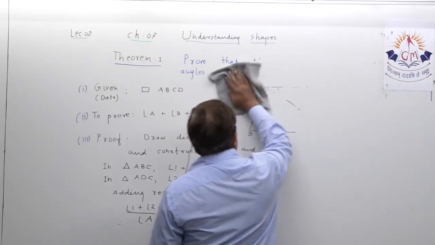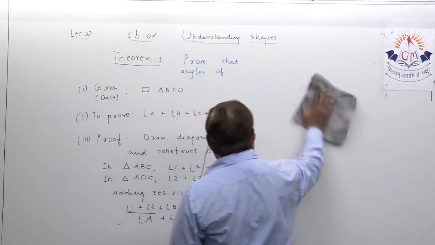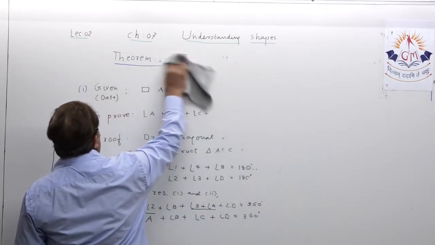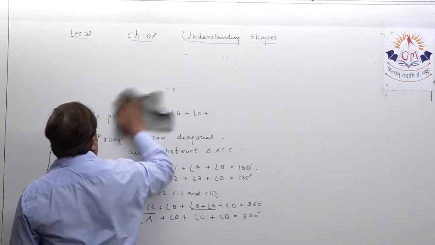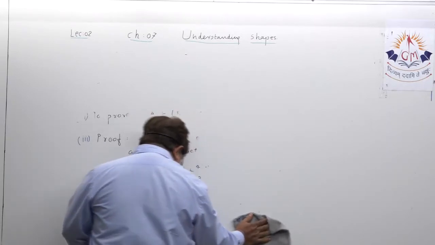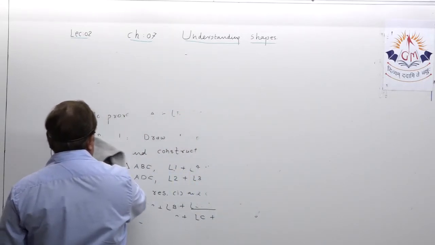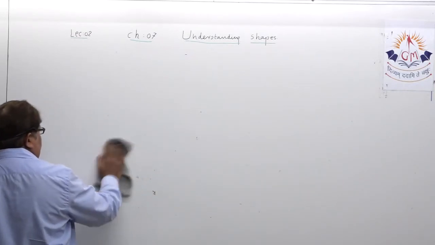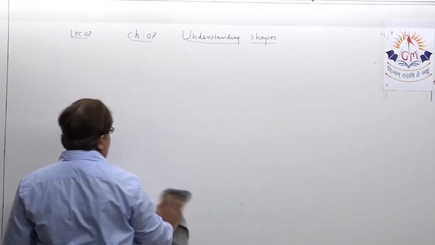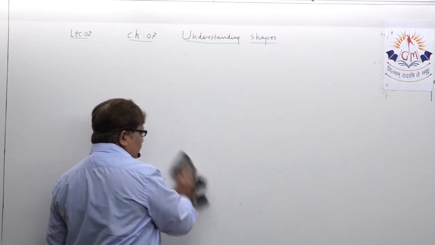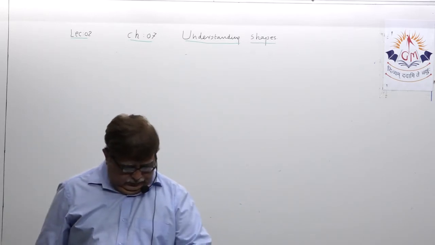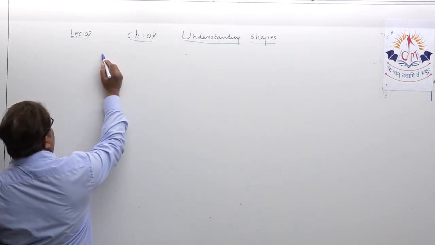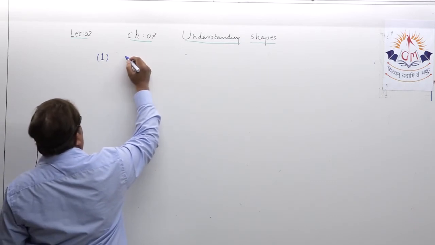Based on this concept of theorem 1, that is, the sum of all four angles of a quadrilateral is 360, let us solve some of the examples. I will just write on the board, you also write with me, and then we will try to solve these examples. Let us write the first example. We are first taking some simple examples. See, write with me.